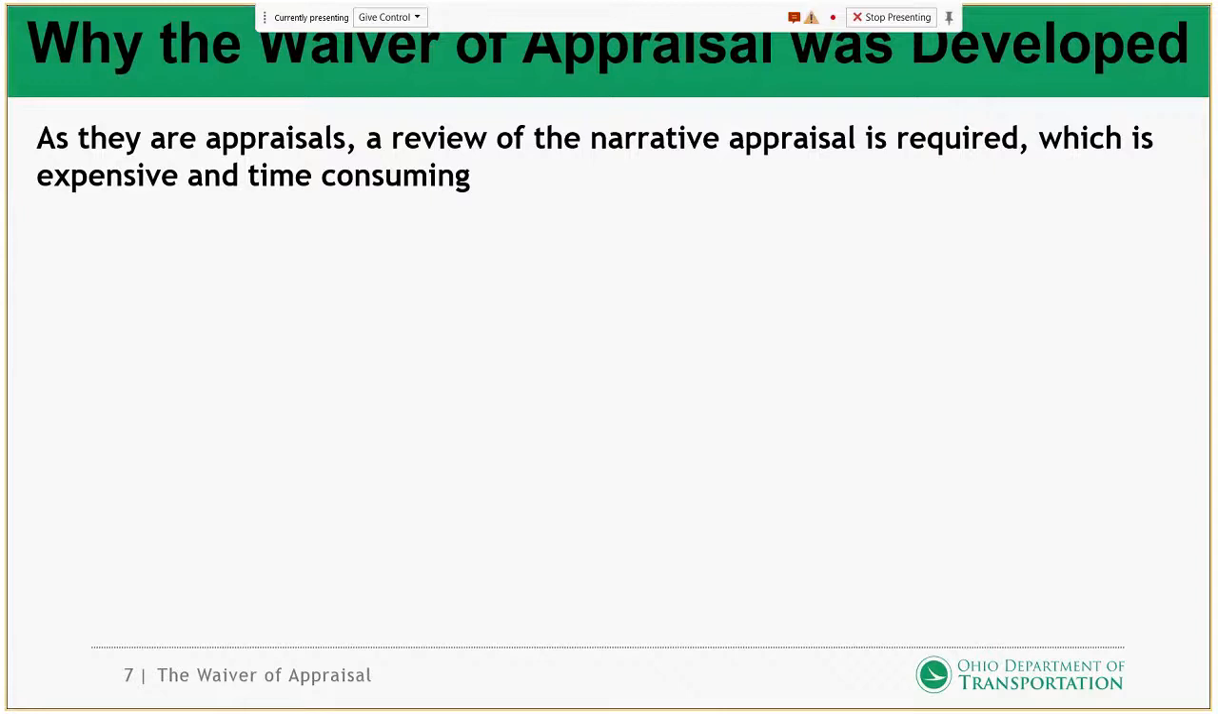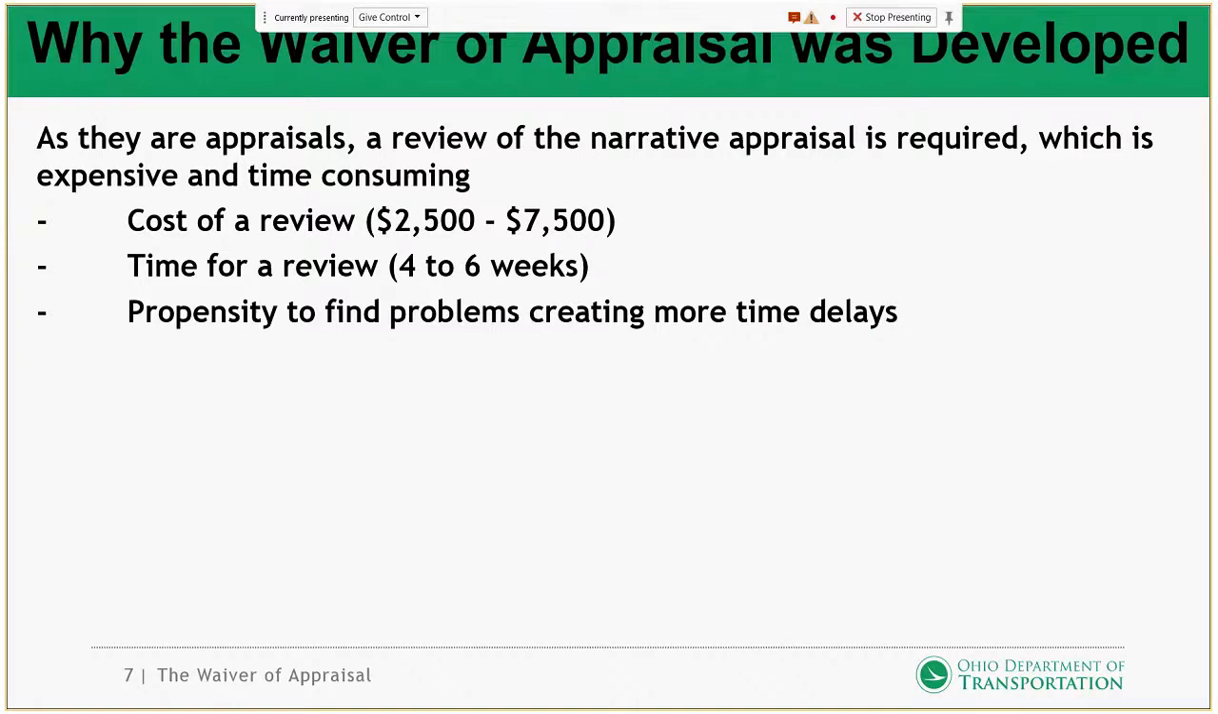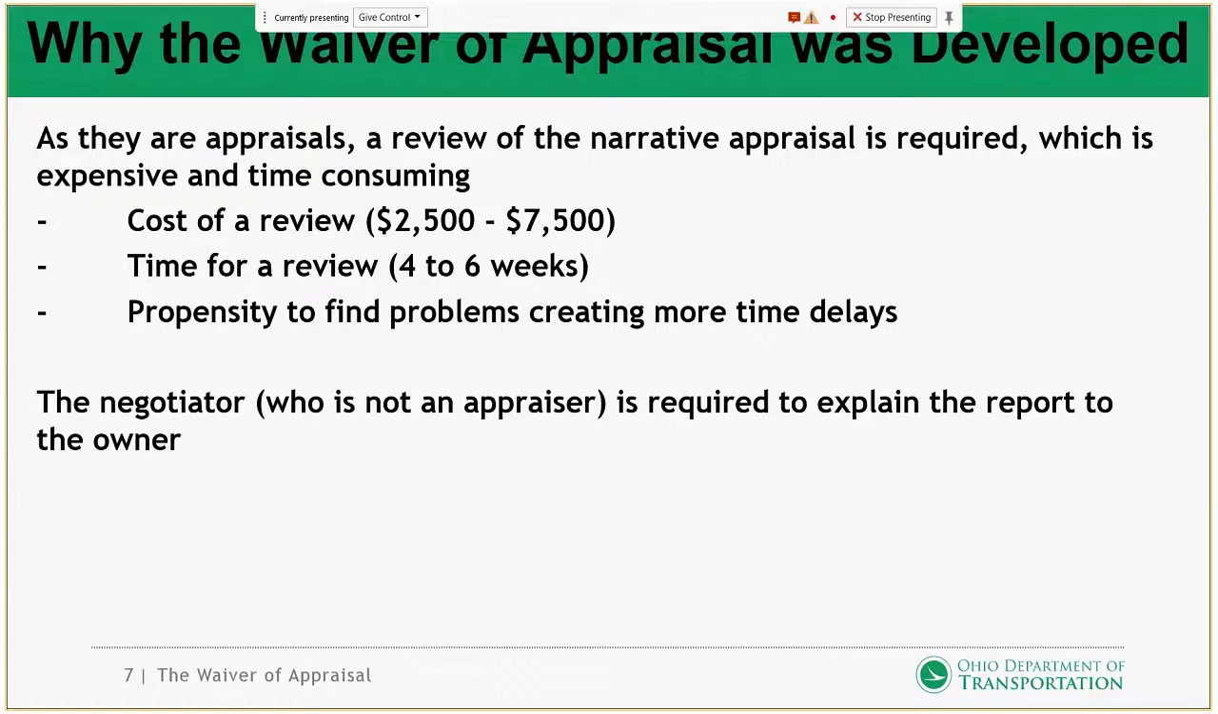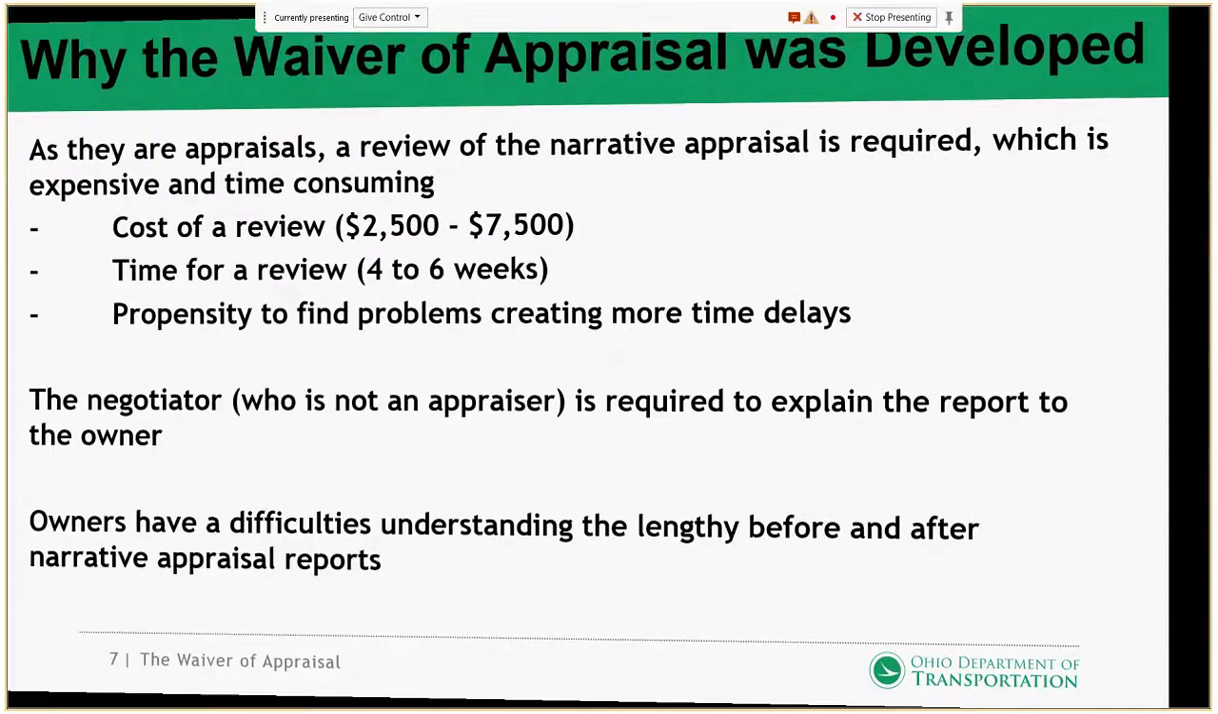As with all appraisals, a review of the narrative appraisals is required, and that review itself can be expensive and time consuming. Cost of a review can range from $2,500 to $7,500 for these narrative appraisals. Time for a review is 4 to 6 weeks. The propensity to find problems creates more time delays. And the negotiator, who's not an appraiser, is required to explain that report to the property owner, and the owners have difficulties understanding these before and after narrative appraisal reports.